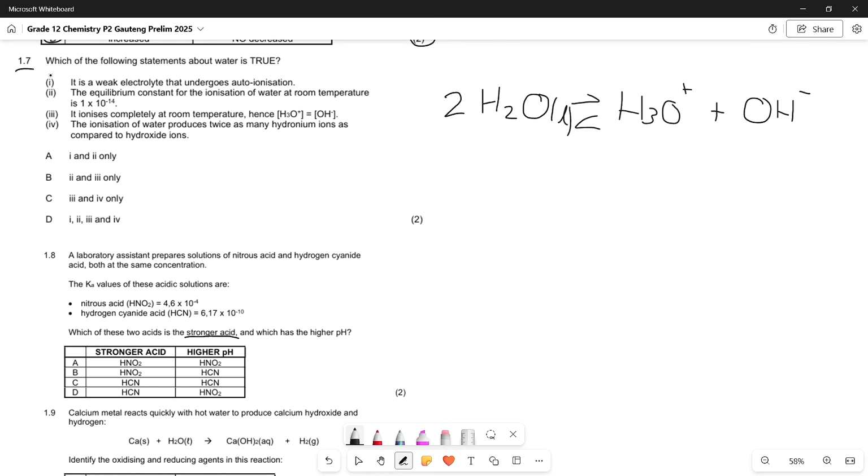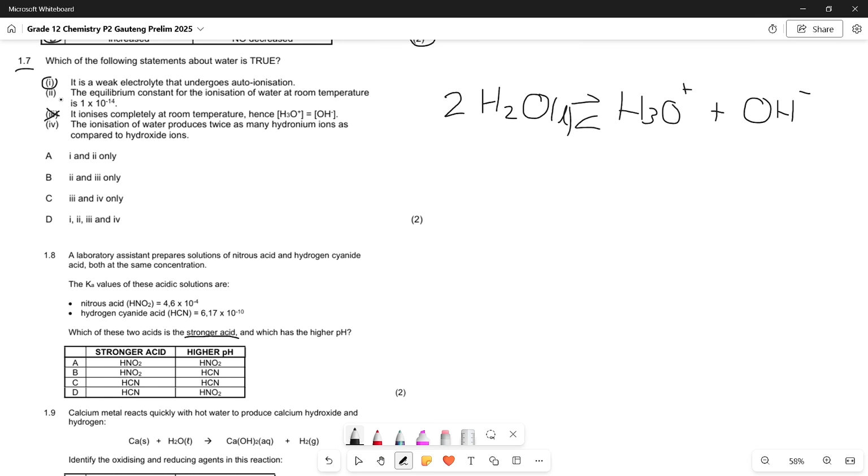So 1 is true. Water is in fact a weak electrolyte that undergoes autoionization. This just means that it breaks down by itself, forming these ions, and then it goes back together to form water. But this ionization is only partial. That's why it's a weak electrolyte. It doesn't ionize completely. And that's why 3 is not true, because if it ionizes completely at room temperature, it means that it breaks up completely, which is not true. Being a weak electrolyte means it is only partial and it does not ionize completely.